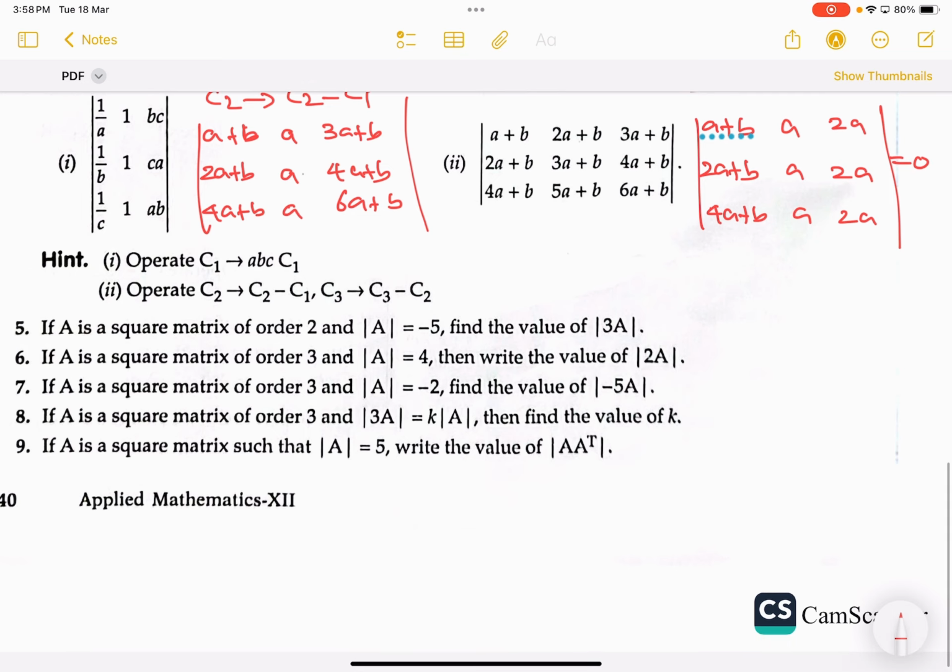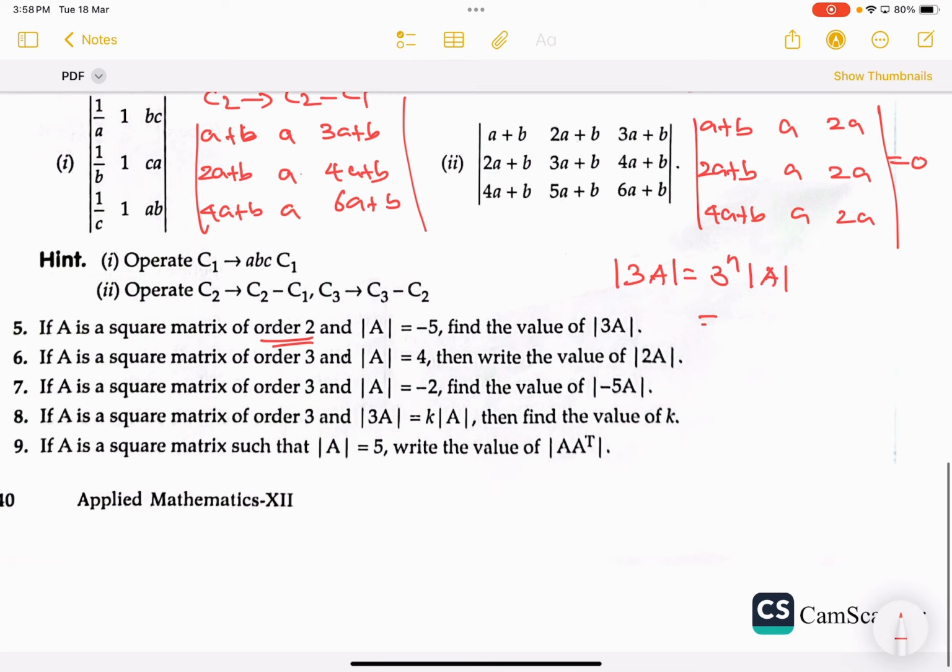Question number 5, they have given: what is the determinant of 3A? It is 3 to the power n into the determinant of A, right? So n is the order, 2. So the answer is 3 square into determinant of A, which is minus 5. So it is 9 into minus 5, that is minus 45. Question number 5 answer.